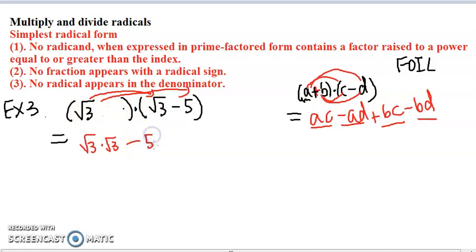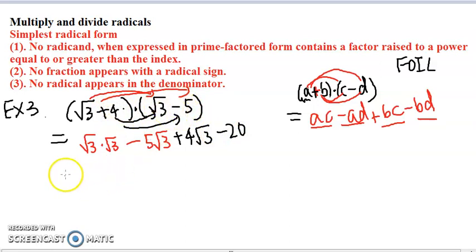We like to put numbers in front of the radical, so I'm going to put 5 times square root of 3. When we're done distributing square root of 3, we can put that plus 4 back. Now we're going to distribute the 4 to both of them. That gives us plus 4 times square root of 3 and plus 4 times negative 5. We can go ahead and write down the minus 20, positive 4 times negative 5. So it's very similar to the problem we did before, but we have radicals in here.